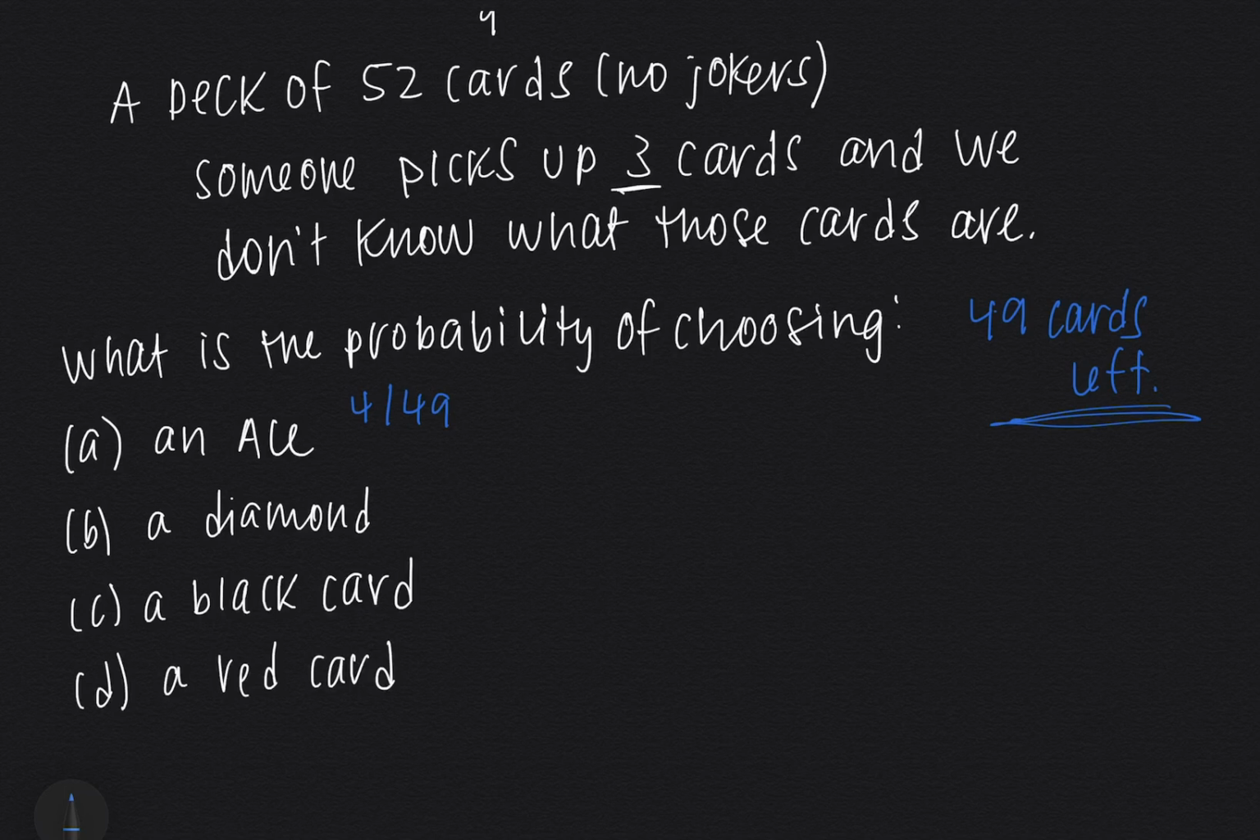For a diamond, we'll have to say 13 out of 49 because we've got our ace, 2, 3, 4, 5, 6, 7, 8, 9, 10, jack, queen, king. A black card, we're going to have to say 26 out of 49 because there are 26 black cards, and for the red cards, it's going to be the same.